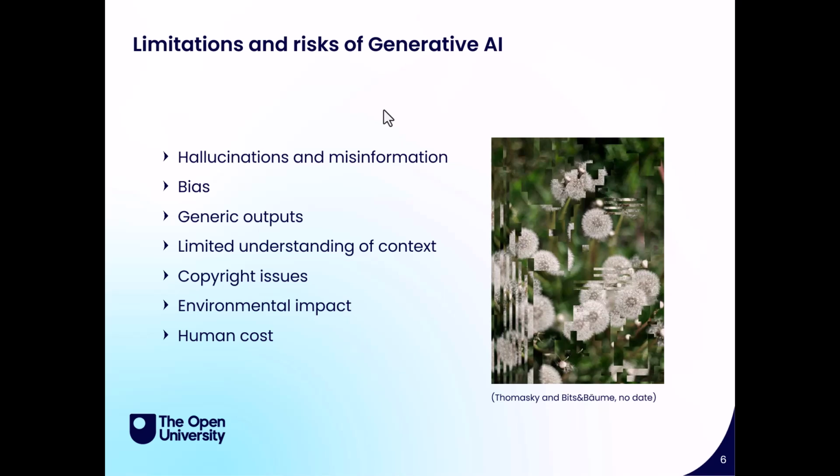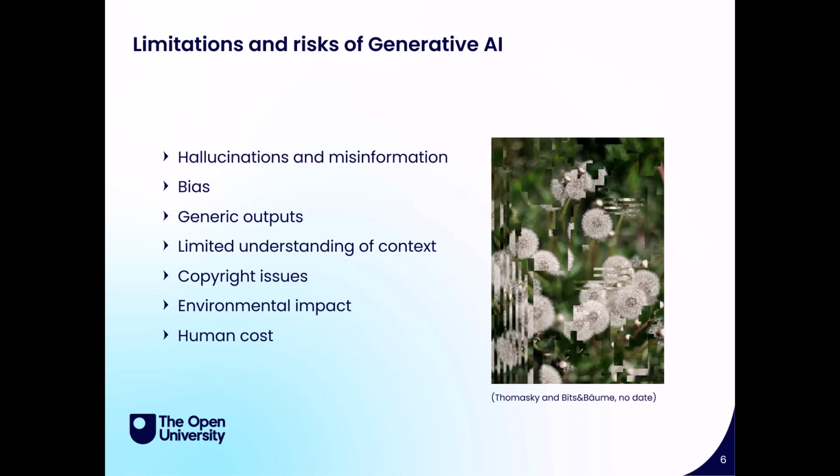Limitations and risks of generative AI. Using generative AI has some limitations and risks. Sometimes generative AI will produce information that is incorrect. We call these hallucinations. Generative AI tools present information in a convincing way, so it's very easy to be misled by incorrect information. Gen AI can display bias or stereotypes. It may generate content which is stereotypical, racist, or sexist.